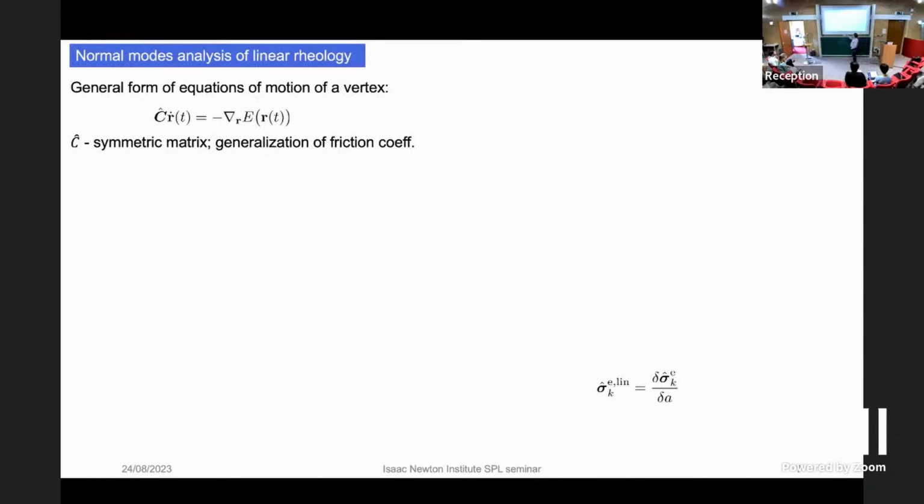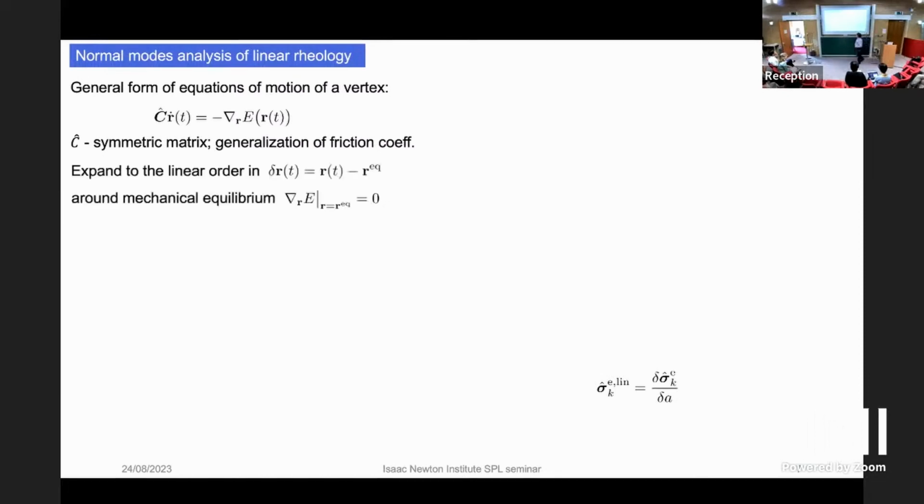We wanted to be a little bit fancier than the standard linear normal mode analysis. So we allow the friction to not be local: we allow the friction to depend on the relative motion of the vertices. For example, if you have a friction that comes from the relative velocity of the vertices, not just from the vertex against the substrate, it can be encoded in a symmetric matrix C. So you have an equation of motion: some matrix times the velocity is equal to minus the gradient of your forces.